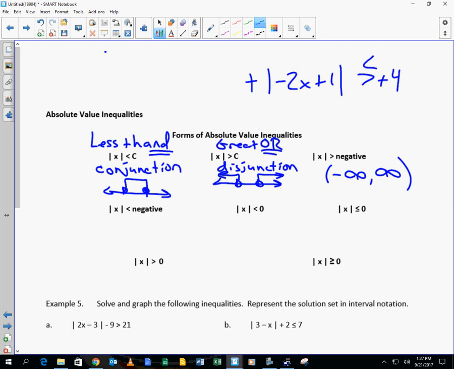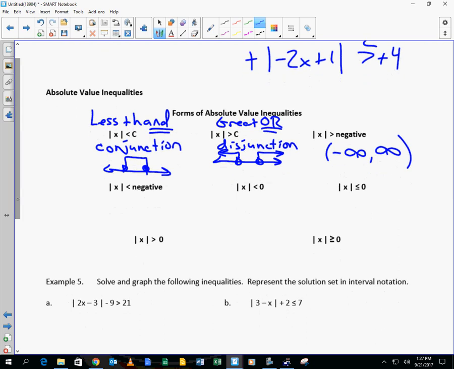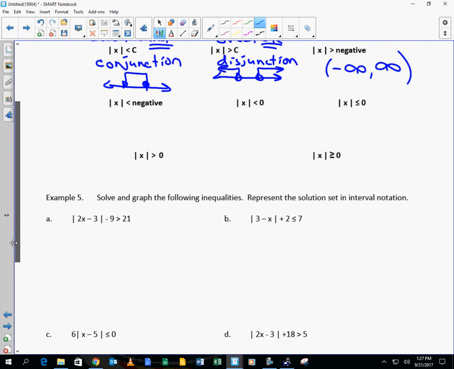Look at this one. Absolute value less than a negative. Can an absolute value expression be less than a negative? No. That's fine. Can an absolute value be less than zero?